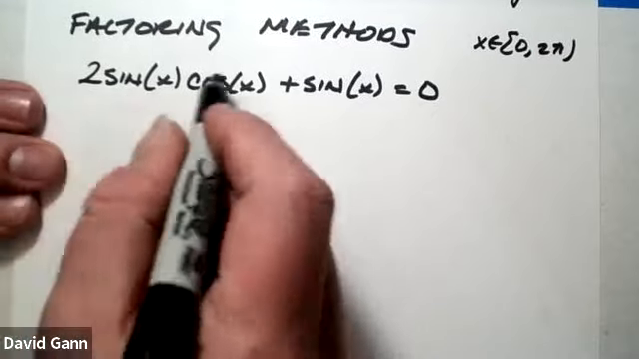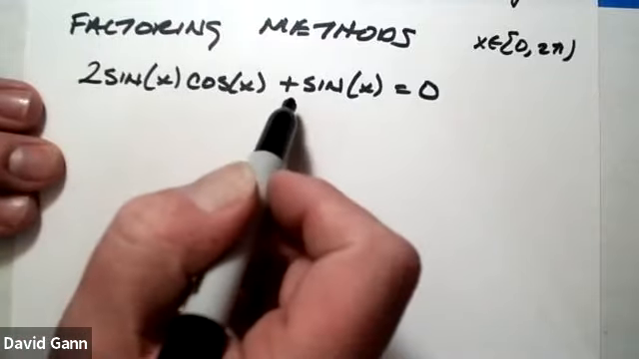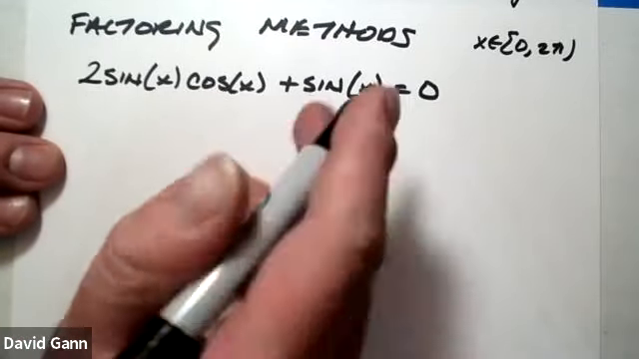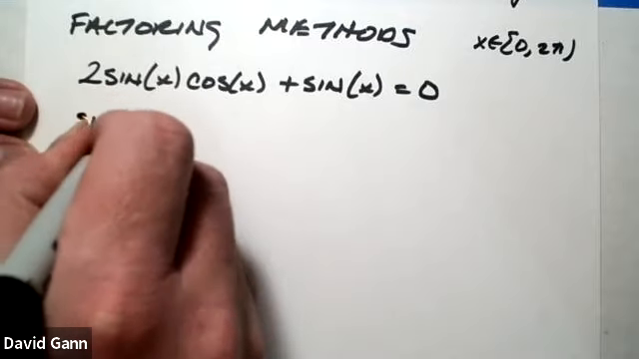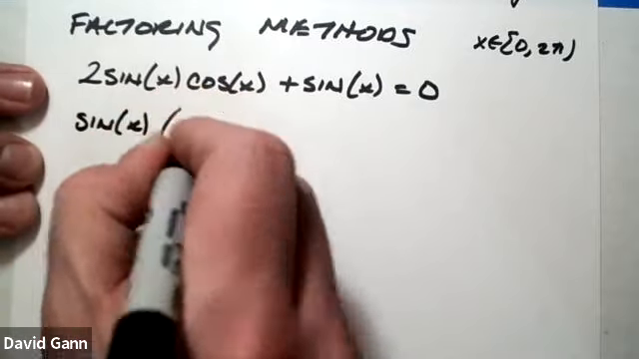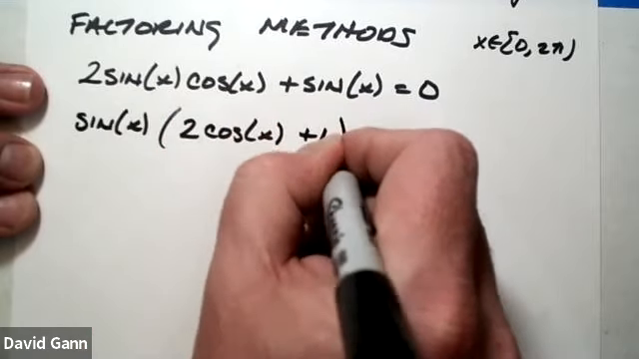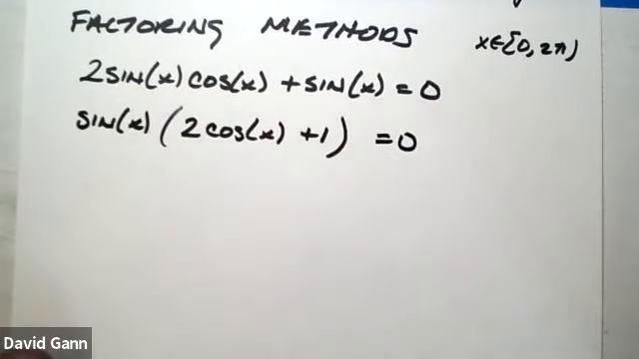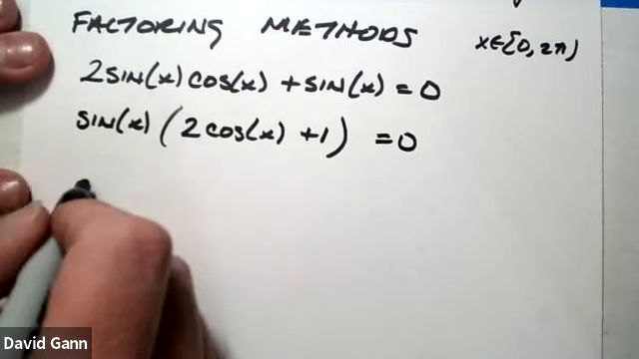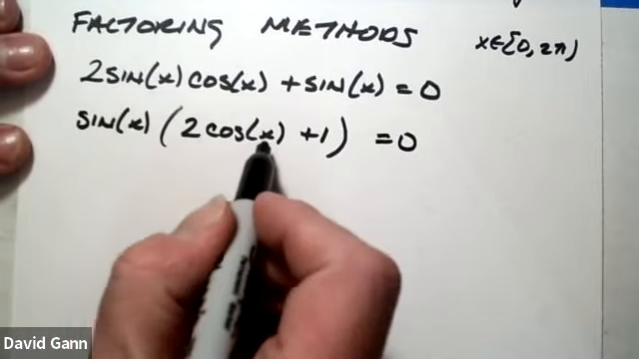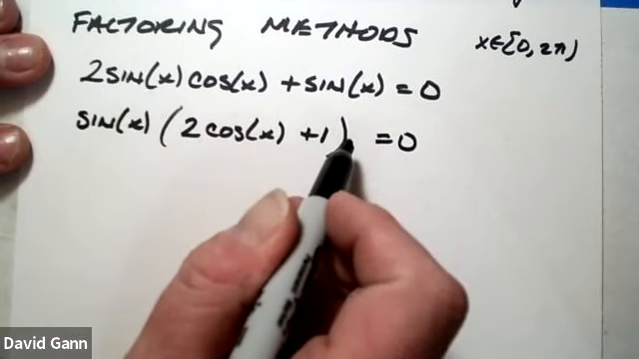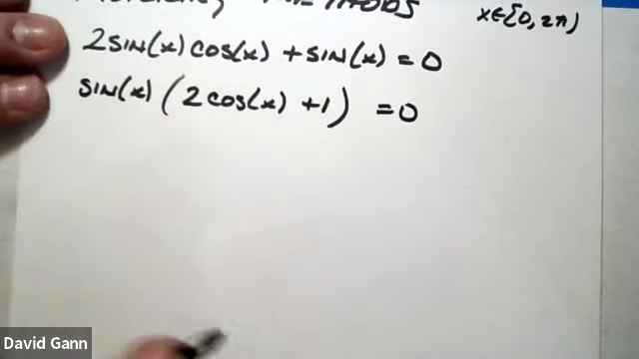So notice there's a greatest common factor between these two terms. If you pull it out, you get sine of x, and what's left over is 2 cosine of x plus 1 equal to 0. And you know from the zero product rule that means either sine of x is equal to 0 or 2 cosine of x plus 1 is equal to 0. So let's deal with those individually.